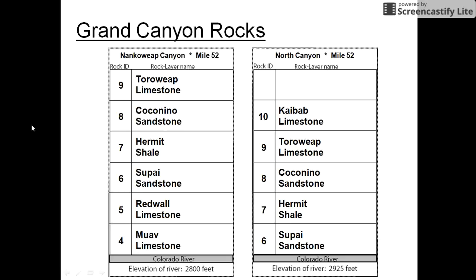So for example, there are multiple limestones, so you would have Toroweap limestone, Kaibab limestone, Muav limestone, and so on. Those are the actual names of the different layers of rock that students saw in the Grand Canyon and that they were actually holding in their hands. At this point, students are presented with a puzzle.